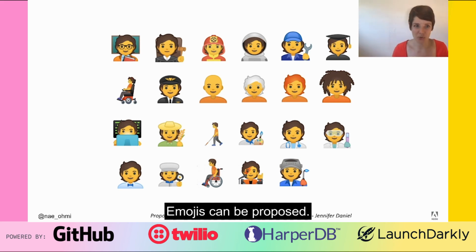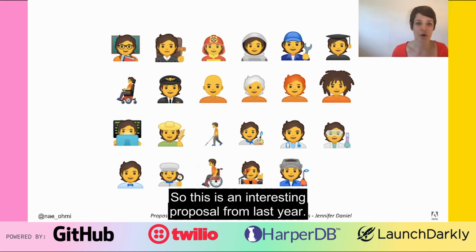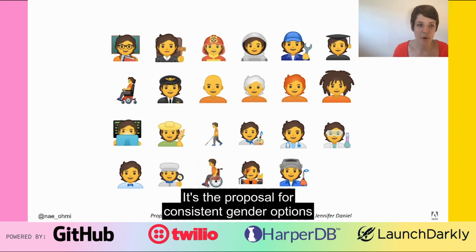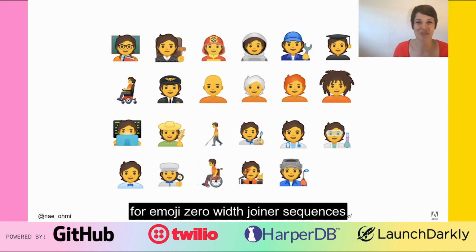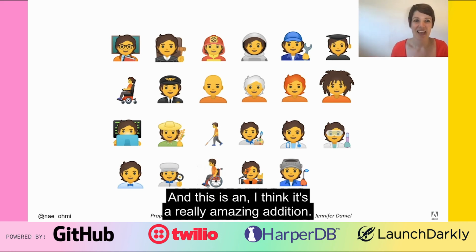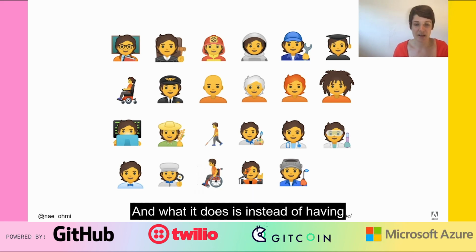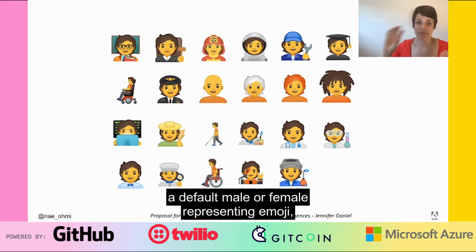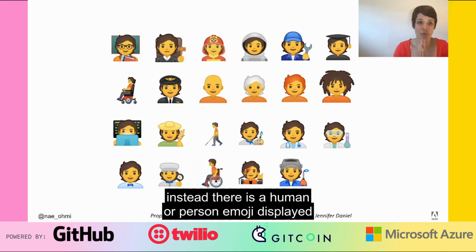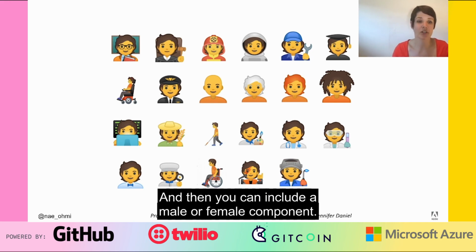Emojis can be proposed. So this is an interesting proposal from last year. It's the proposal for consistent gender options for emoji zero width joiner sequences from Jennifer Daniel. And I think it's a really amazing addition. It was included in Unicode. What it does is, instead of having a default male or female representing emoji, there is a human or person emoji displayed that's more non-binary. And then you can include a male or female component.